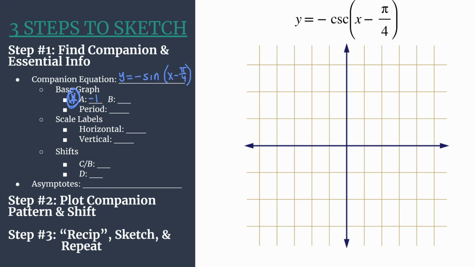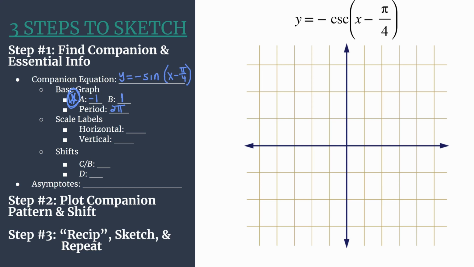All right, B is the coefficient of x. In this case, it's an understood 1. That tells us we should have one cycle of our graph between 0 and 2 pi. And we also use b to find the period. Do 2 pi divided by b. So in this case, 2 pi divided by 1. The period is 2 pi, or the length of one horizontal cycle.